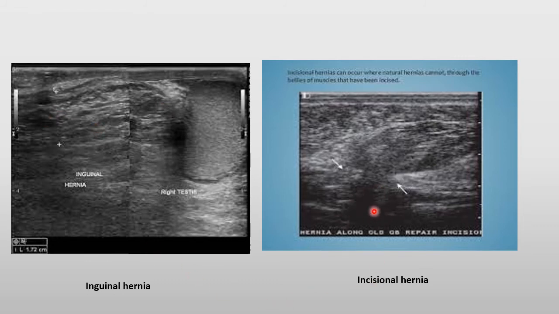This is a picture of an incisional hernia. This is a rectus sheath. There's a defect in the rectus sheath and invagination of contents from the abdomen, especially the intestine, into the subcutaneous space here. Okay, subrectus space, and this is your incisional hernia.